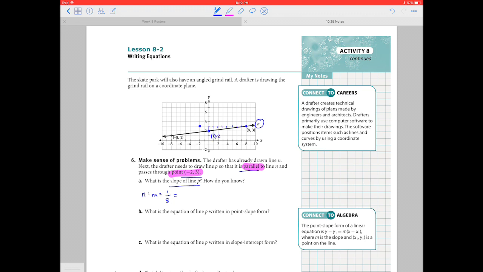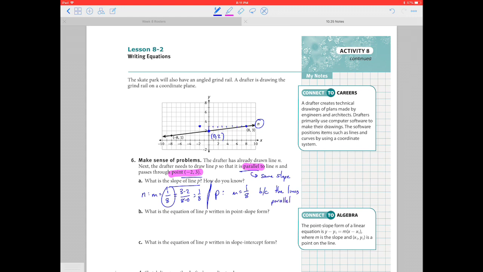So this is 2, 0. I'm sorry, 0, 2. So we would have done 3 minus 2 over 8 minus 0. So again, 1/8. So our slope is 1/8. That's for N. For P, since we know we want a line parallel to N, parallel lines mean the same slope. All right. So now the m should also be 1/8, and how do you know is because the lines are parallel.